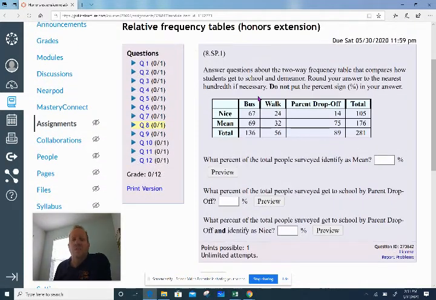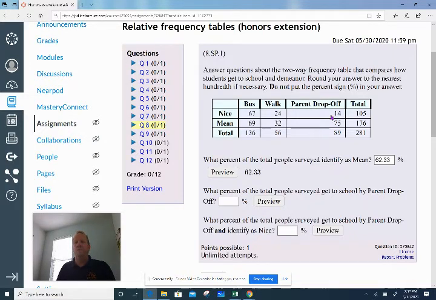In this case, what percentage of the total people identified as mean? Total people, oh, that's 281. How many of those were mean? Oh, 176. So 176 divided by 281 is 0.62633, so 62.33.